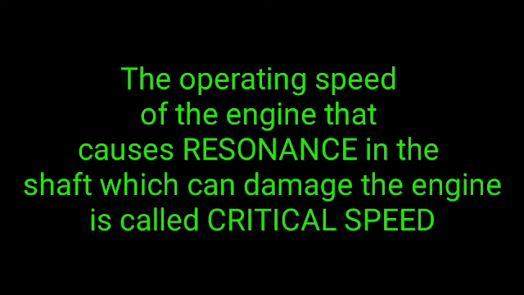So the speed range in which this resonance occurs is called critical speed, and every engine has this critical speed. Continuous operation of the engine in that speed range should be avoided. We can go in this speed range for a short time but not for a longer time. Suppose the critical speed of the engine is from 50 rpm to 60 rpm, then we should cross this speed very fast and should not run continuously in this speed range.